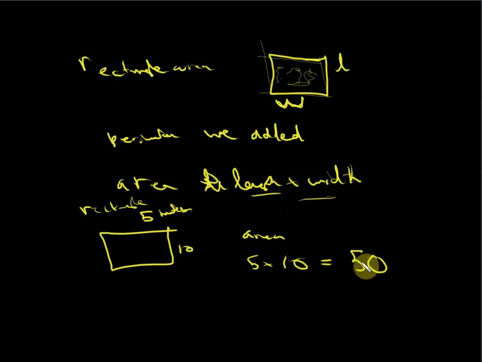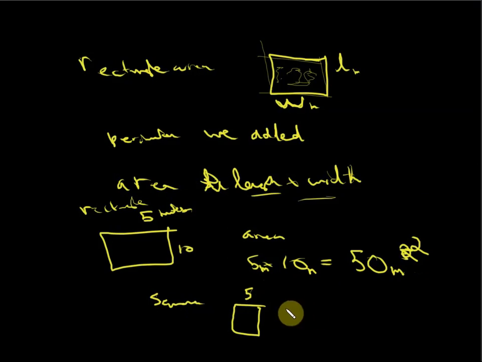Now, when we added meters, we were just looking at the length, so it was 1 meter plus 1 meter plus 1 meter. But now we're multiplying, so it's meters squared. Remember, it's not 50 meters, it's meters squared is the area, because you're looking at the entire square.